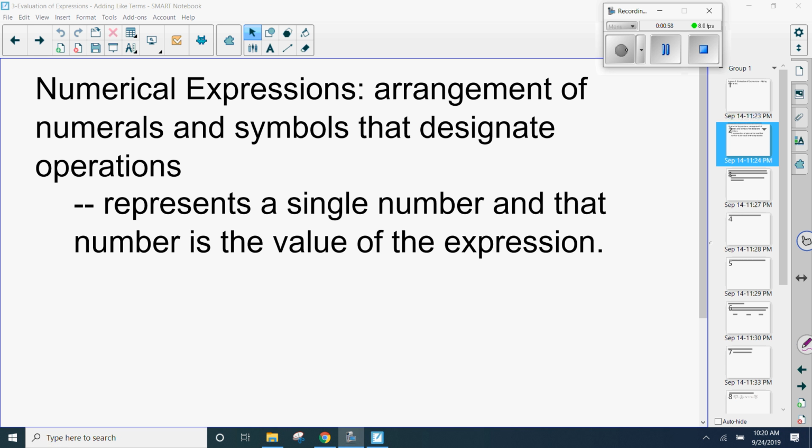So numerals and symbols that designate operations. We're going to have addition, subtraction, multiplication, division going on. Maybe even exponents. So a numerical expression represents a single number. It should be able to simplify down to a single number, which is going to be the value of the expression. So that's what we mean by value.